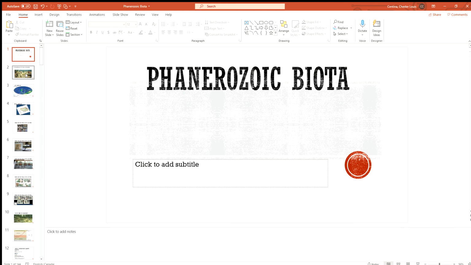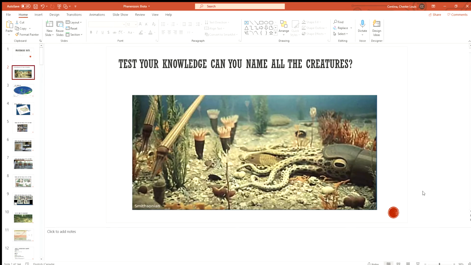So, in this picture, just test your knowledge, see what kind of organisms you know. This might be on the test. This is a crinoid. There's a trilobite. There's a... I thought this was a mollusk at first, but he said this is a nautiloid.